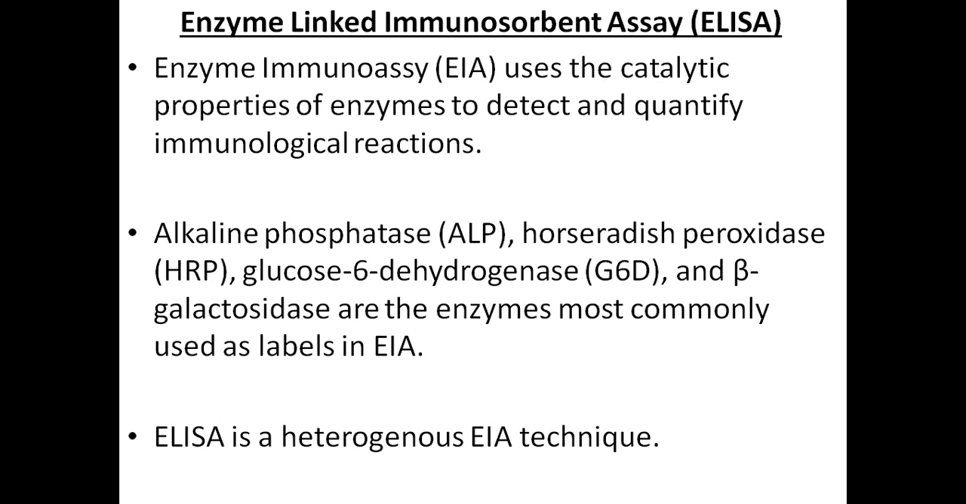So the next immunoassay technique is enzyme immunoassay. This is called ELISA, enzyme linked immunosorbent assay is the full form of ELISA. In this enzyme immunoassay, we exploit the catalytic properties of enzymes to detect and quantify immunological reactions.